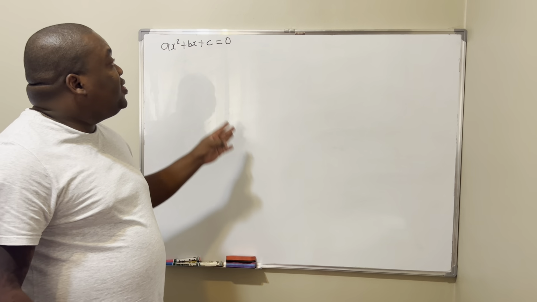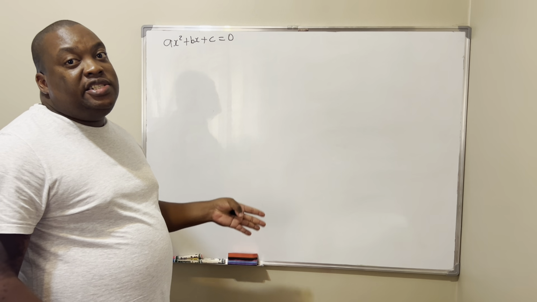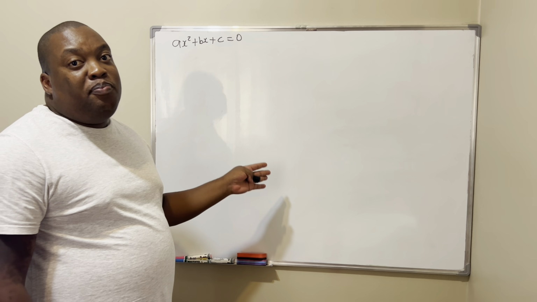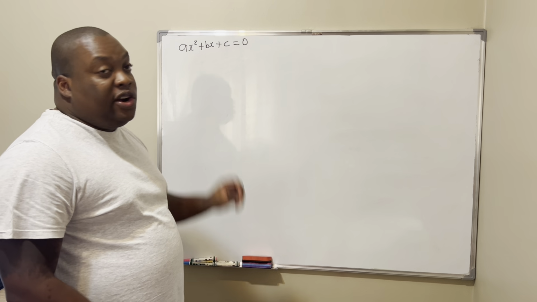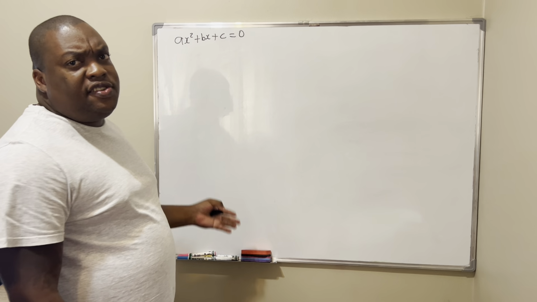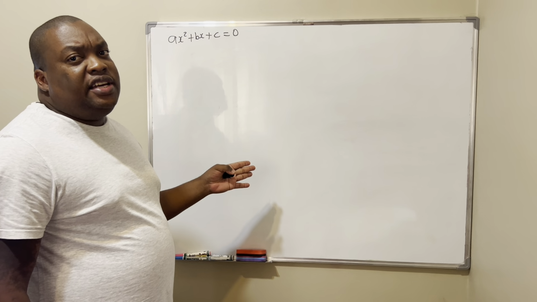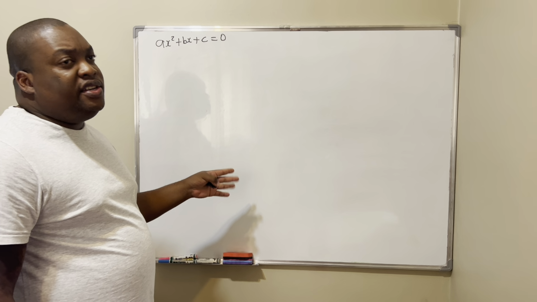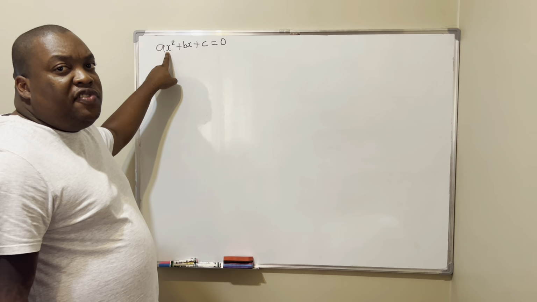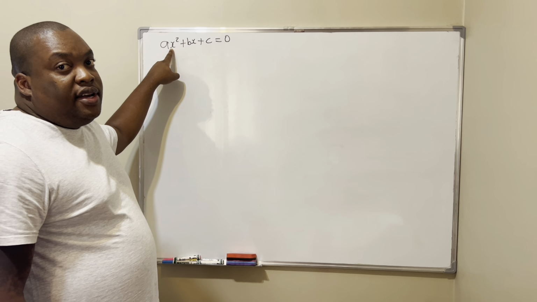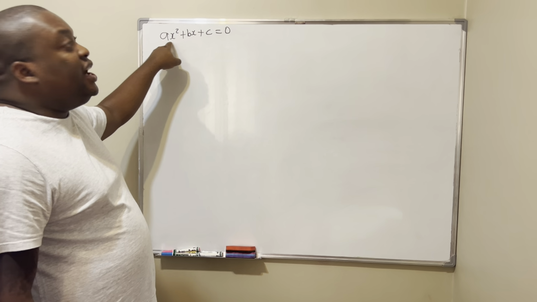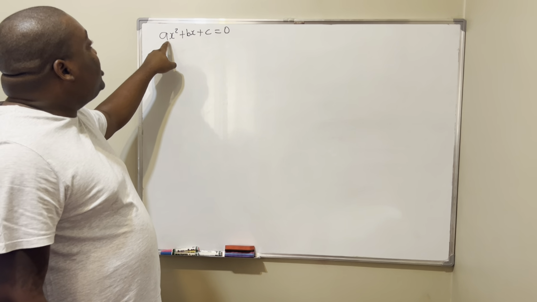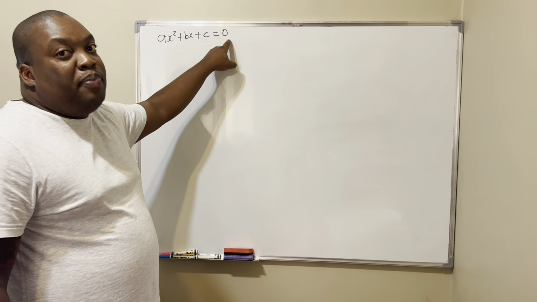Proving how the quadratic equation is derived by completing the square of this equation. First things first, whenever you are completing the square, you must ensure that the coefficient of x squared is 1. Here we have a, which is the coefficient of x squared, so we need to get rid of it. How do we do that? We divide everything by a.